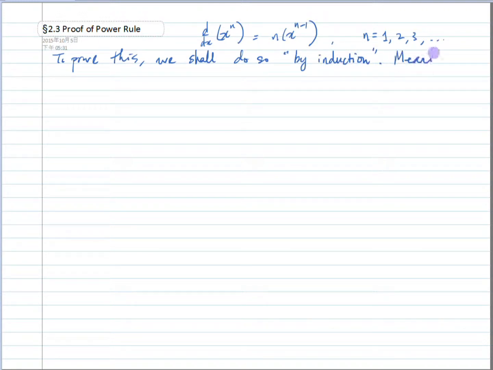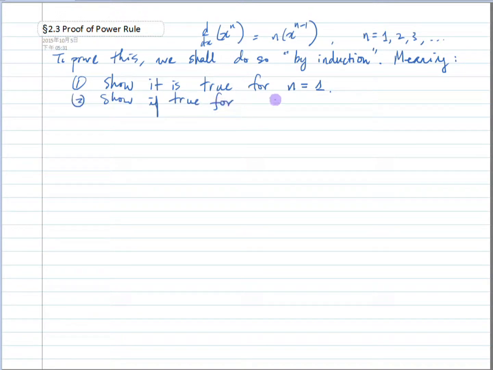Meaning, the first thing we're going to do is to show that it is true for n equals 1. Second thing is show that if true for n, then it must be true for n plus 1. Right? The logic is simple. If you have proven that it is true for n equals 1, and also that if it is true for some n, then it must be true for n plus 1.